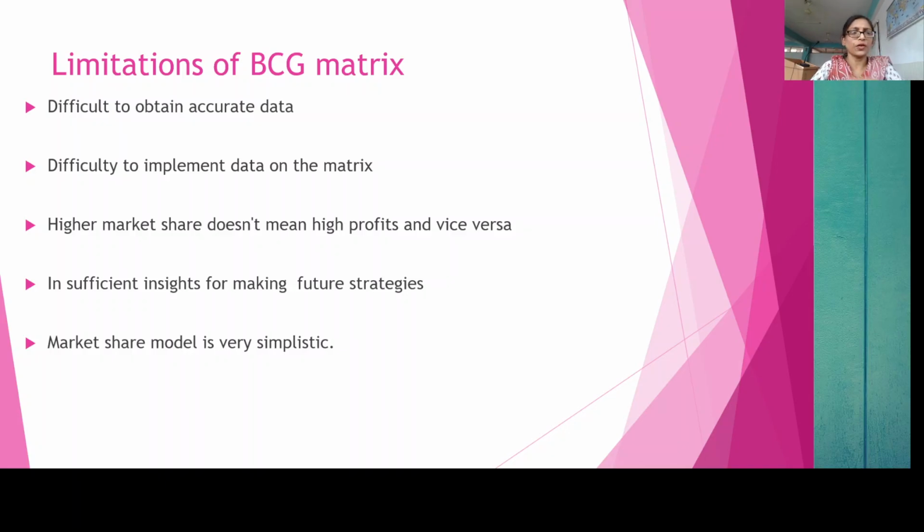So there are a few limitations of the BCG matrix. It is difficult to obtain accurate data. The BCG matrix is not a tool through which you can get accurate data. It will give you a rough idea, and it is not fixed in this ever-changing business environment. It is also difficult to implement data on the matrix.